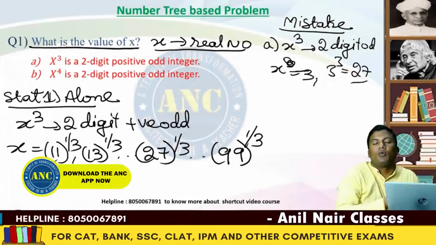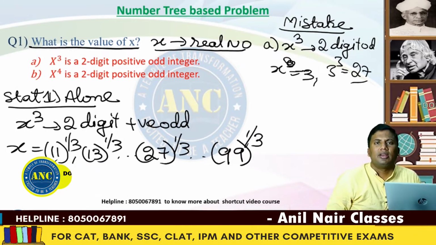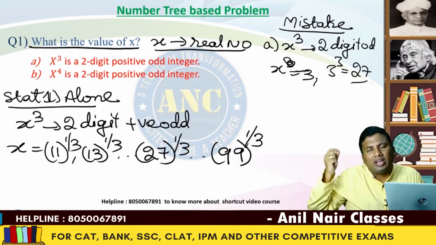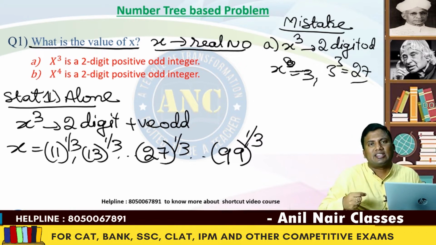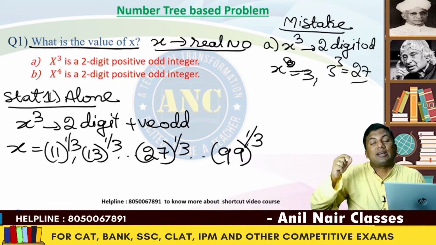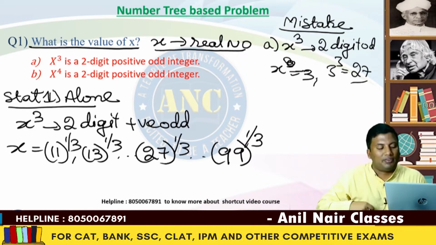Now tell me, why are these values not possible? Why are you taking the X value only as 3? Is it mentioned in the question that X is an integer? Why are you assuming X is an integer when it is not mentioned? Why are you assuming it when assumption is not allowed in data sufficiency?